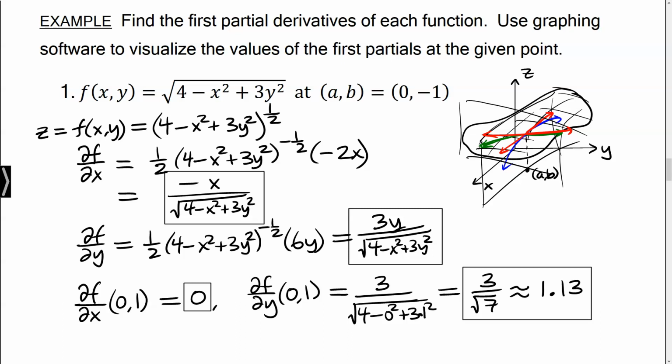Okay, I need to fix this to make it -1. All right, that was pretty painless. Good. So let's go on to the next one.